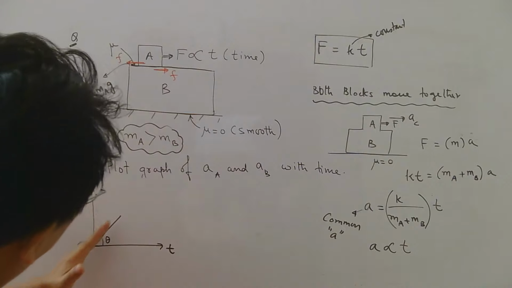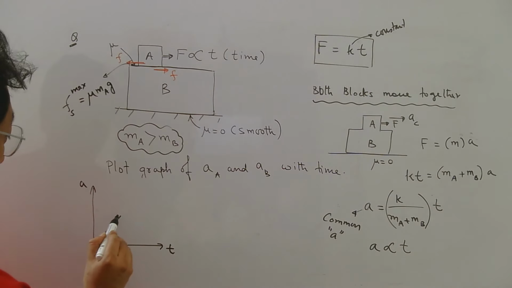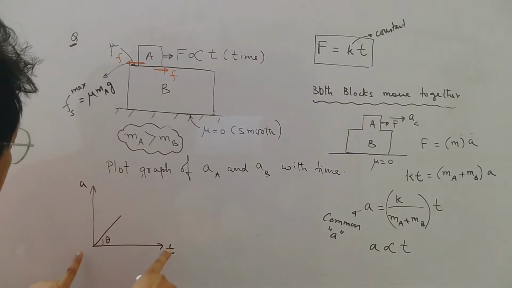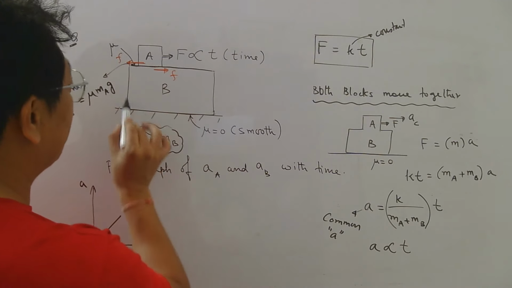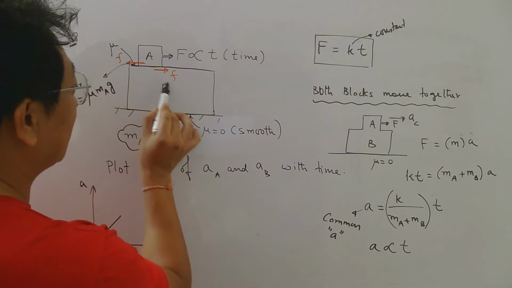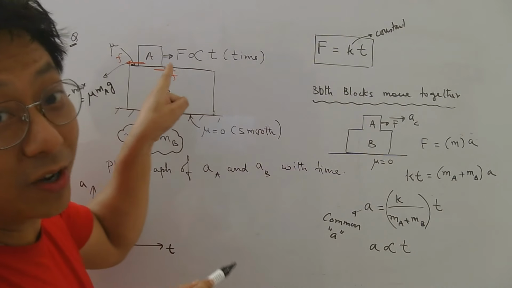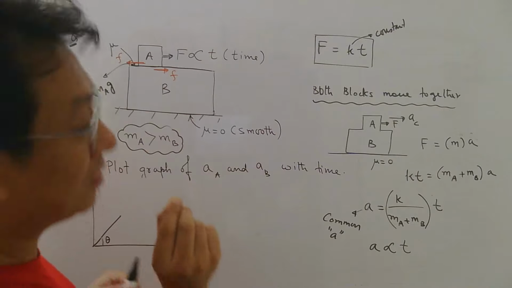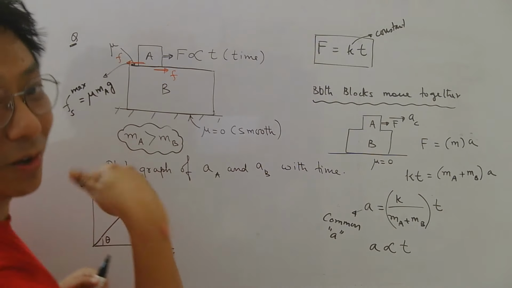Now will this graph continue like this forever? No, because as time passes by, acceleration increases. Now who is giving acceleration to this block? It is this friction, because this is the only force on block B. Applied force is on A, remember. So for B, the acceleration is given by only this friction, and this friction has a max value.